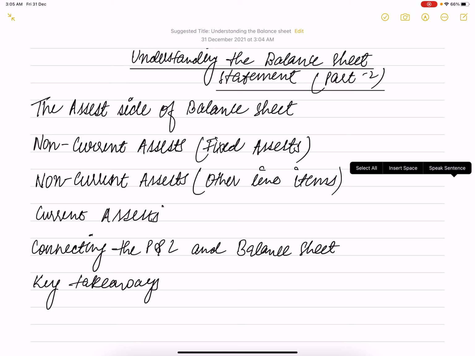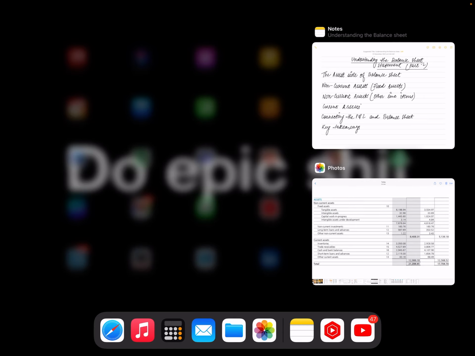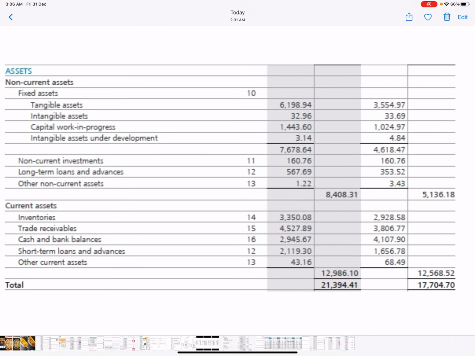In the previous video, we looked at the liability side of the balance sheet in detail. We will now understand the second half of the balance sheet, that is the asset side of the balance sheet. The asset side shows all the company's assets in different forms right from its inception. Assets in simple terms are the resources held by the company which help in generating revenue. So here is a snapshot of the asset side of the balance sheet.